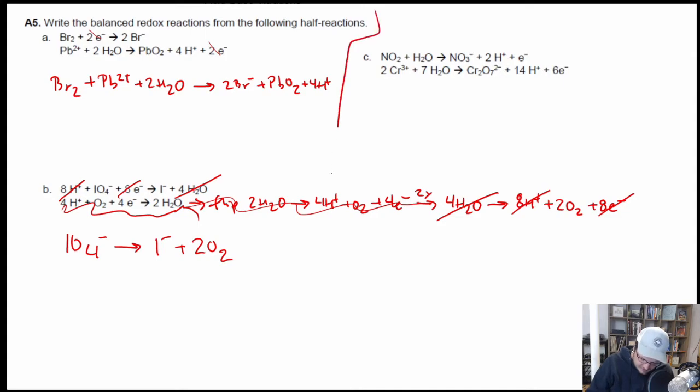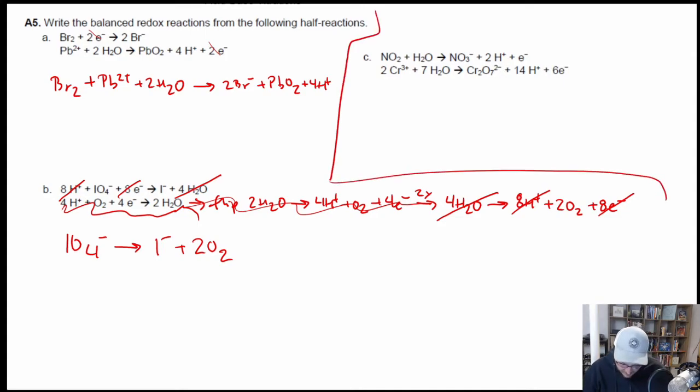So the final thing is looking at this one right here. What we have is NO2 plus H2O yields NO3 minus plus 2H plus an electron. And then at the bottom we have 2 chromium 3 plus 7H2O yields Cr2O7 2 minus plus 14H plus 6 electrons. And so what I'm going to do is just flip the bottom one.